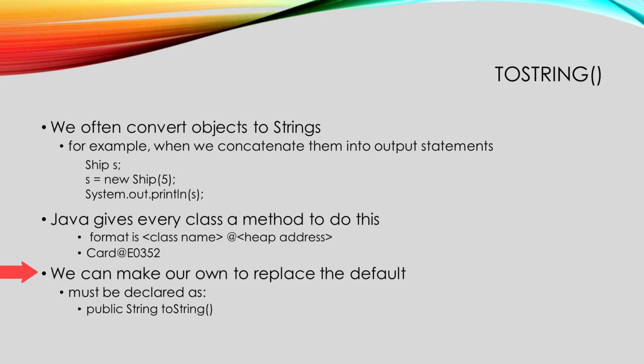If you want something prettier, you can declare your own toString method, but it must be declared exactly public String toString, parentheses with no parameters. In that method, you can build any string you want to describe the object.